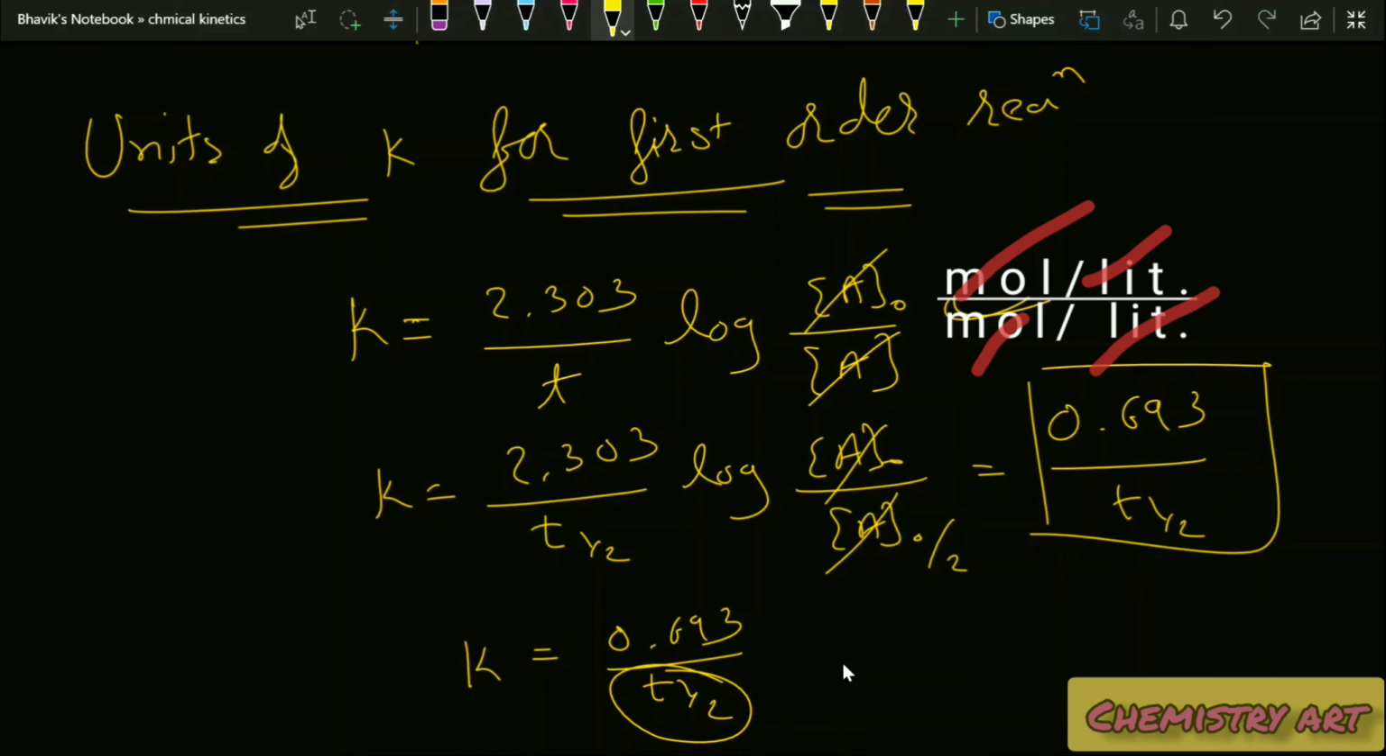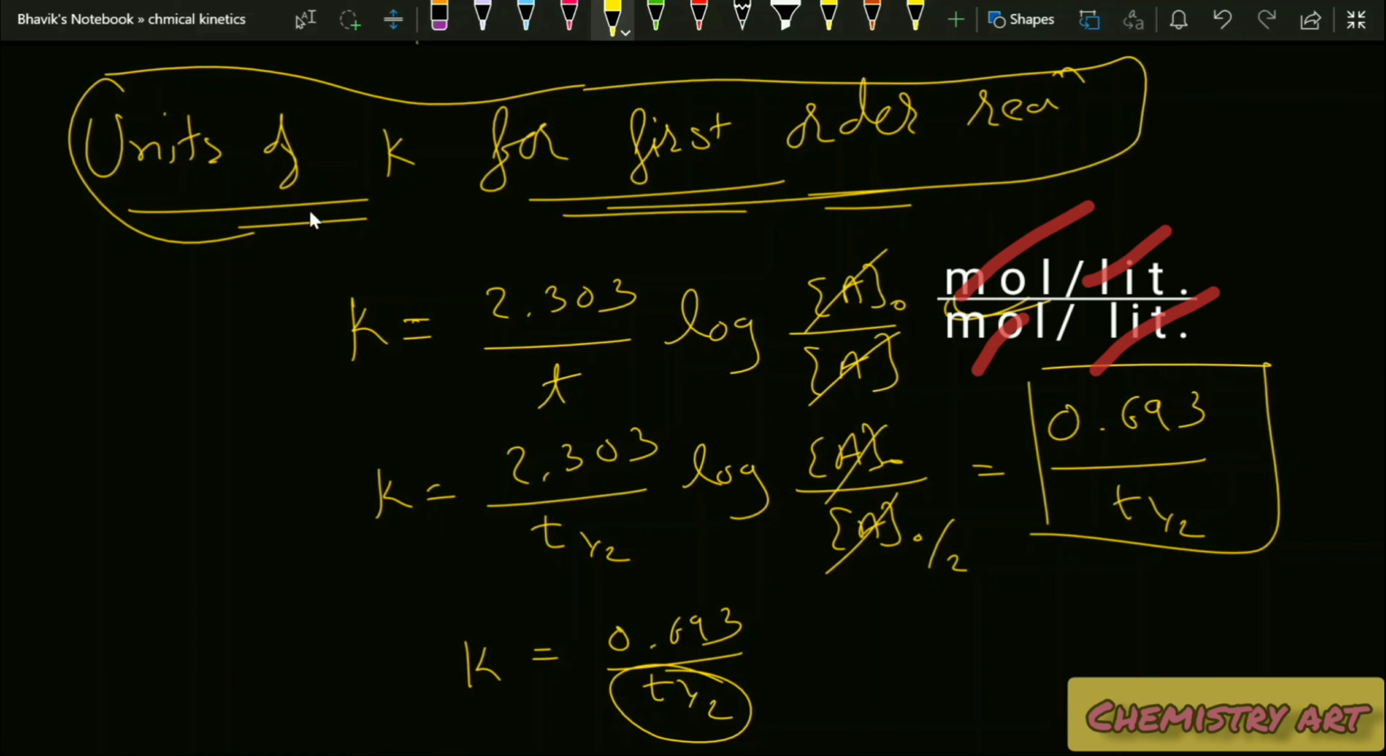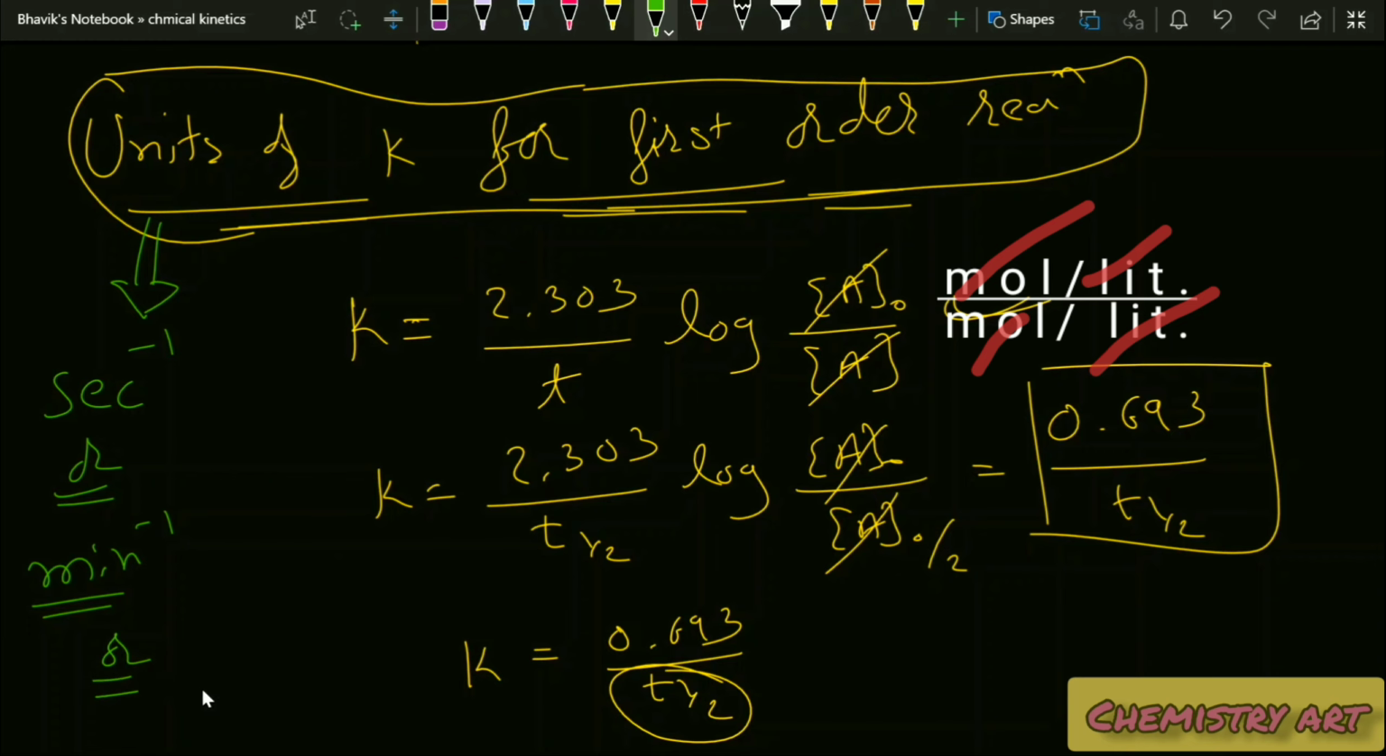And what is the unit of time? The unit of time you can take as a second, a minute, or an hour. So the unit for K for the first order reaction will be second inverse, or you can also write minute inverse, or hour inverse. So I hope you understood how the unit for the first order reaction came: second inverse, minute inverse, and hour inverse.